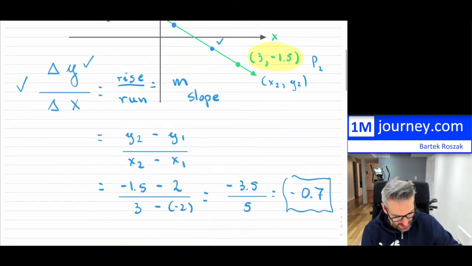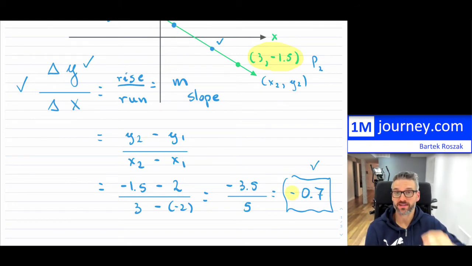So this is the change. Now notice that the change could be negative right here, and that again doesn't surprise us because it just means it's a negative slope, it's going down.